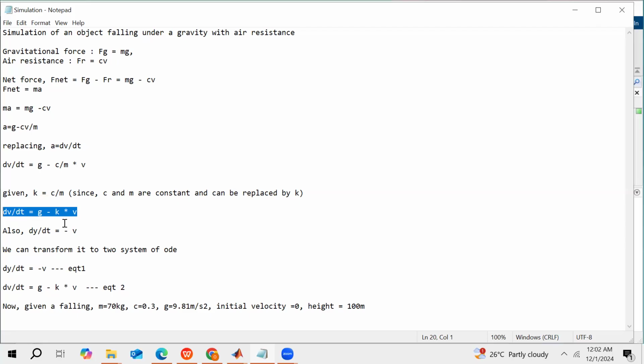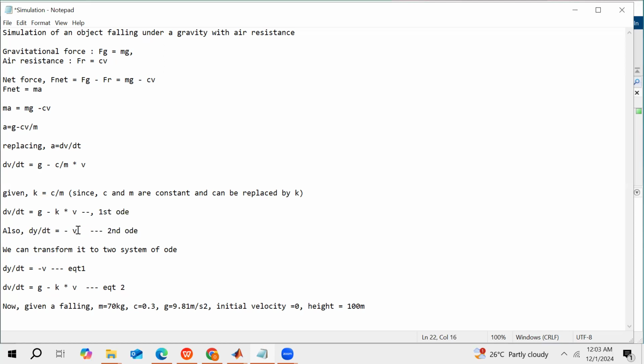So this forms an ordinary differential equation. With this, we're able to form the first ODE, which we call the ordinary differential equation. Given that we have the first ODE, we can get another ODE, the second ODE. The second ODE is simply the derivative of the distance. The distance traveled by the object falling is given by the velocity. So we all know that the change in the displacement is velocity.